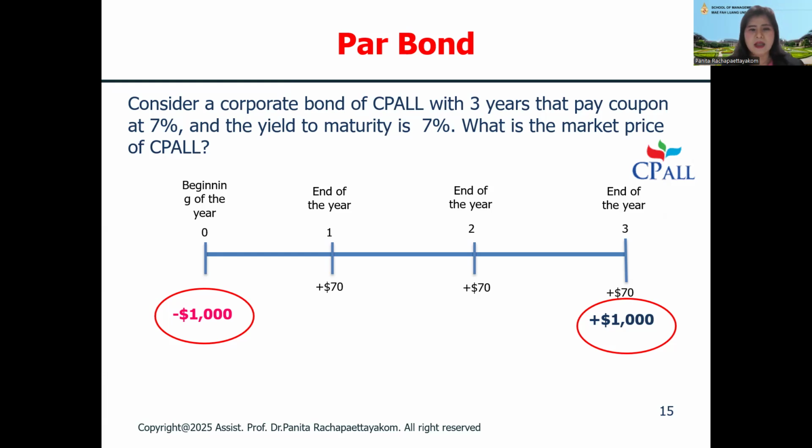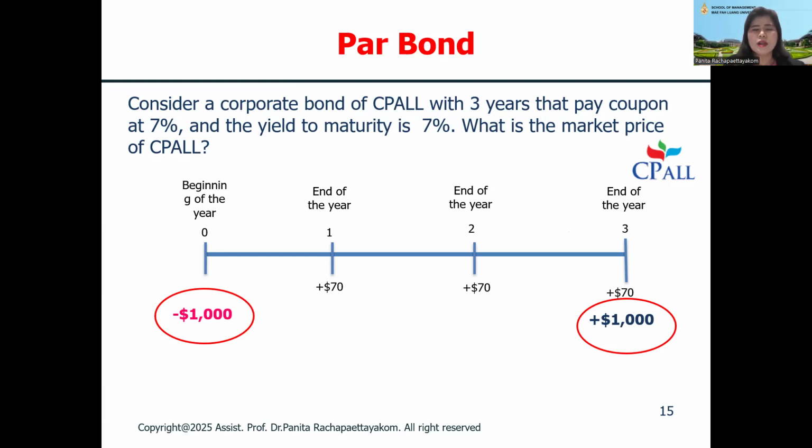Please notice here that at the beginning of the period, you need to pay minus 1,000 Thai baht. That is the cash outflow at the beginning, at year 0. During the years, at the end of year 1, year 2, and year 3, you will get the coupon payment of 70 baht. That is 7% of the 1,000 baht. At the end of year 3, at maturity, you will get the principal.